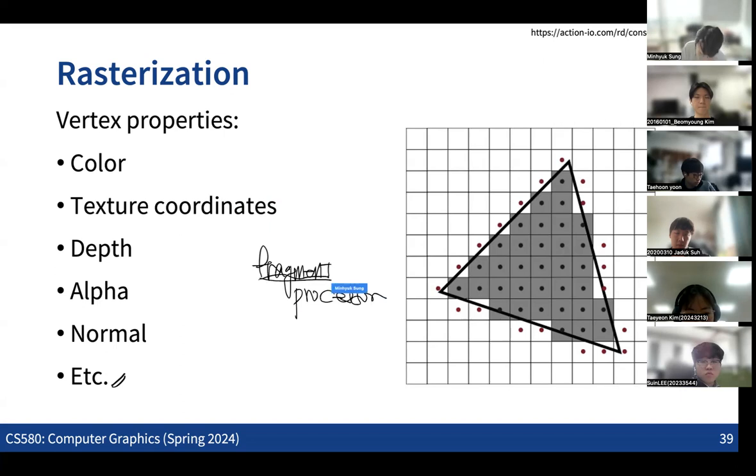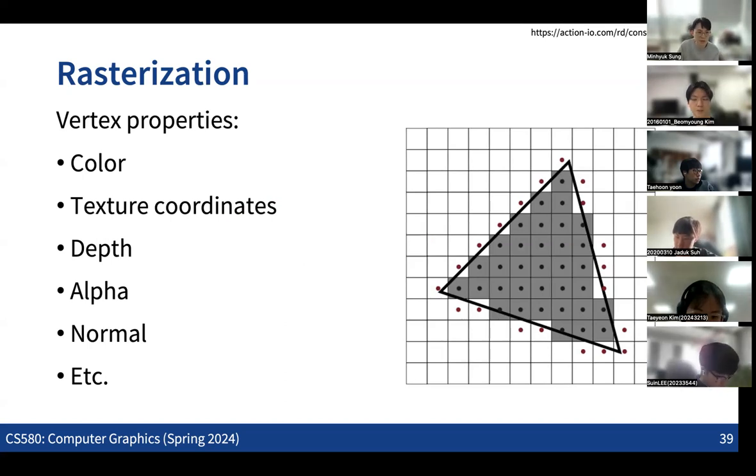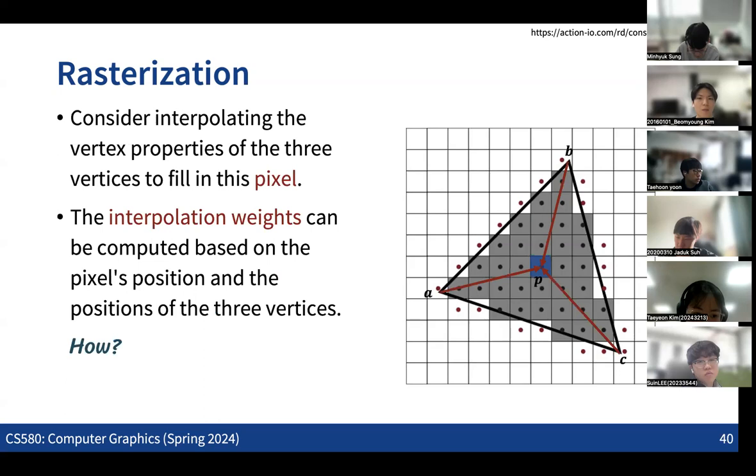So fragment here basically means the pixel. Once we interpolate the vertex information into each of the pixels, into the fragments, then you may want to also process that information to apply some kind of textures or lighting, whatever kind of things you want. That is also happening in the fragment shader. But here the question is how we should interpolate the information for each pixel.